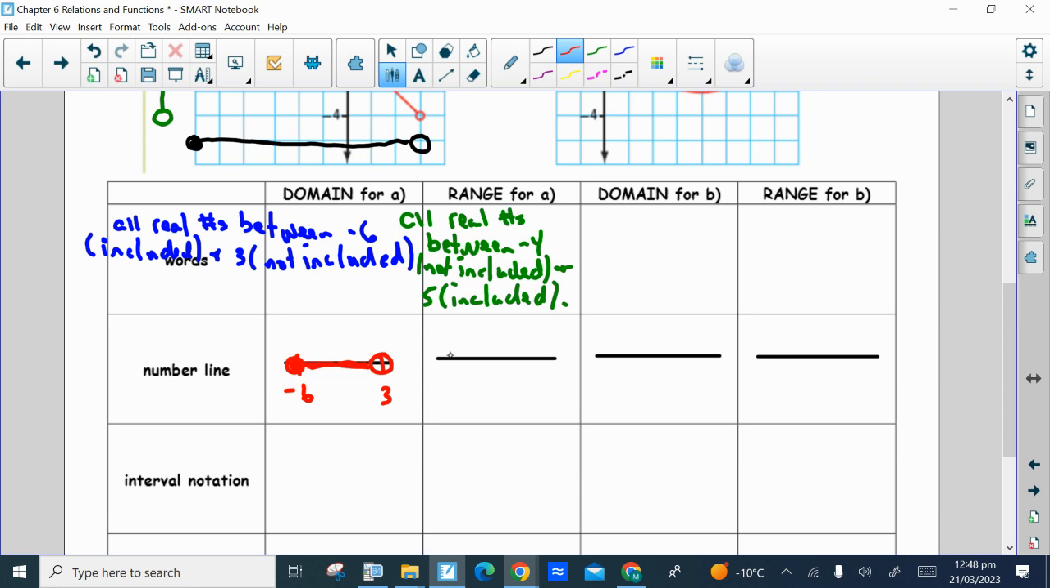The range goes between -4 and +5. The -4 is not included, so that's an open dot. The +5 is, so that's a closed dot. And again, we have a line in between there.